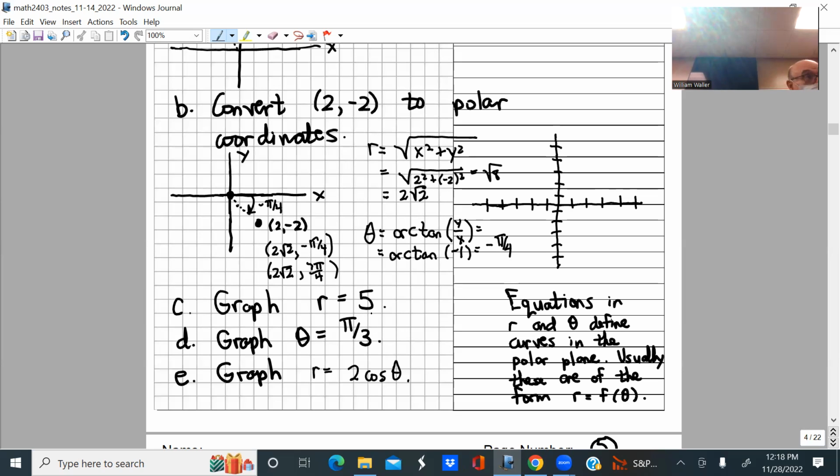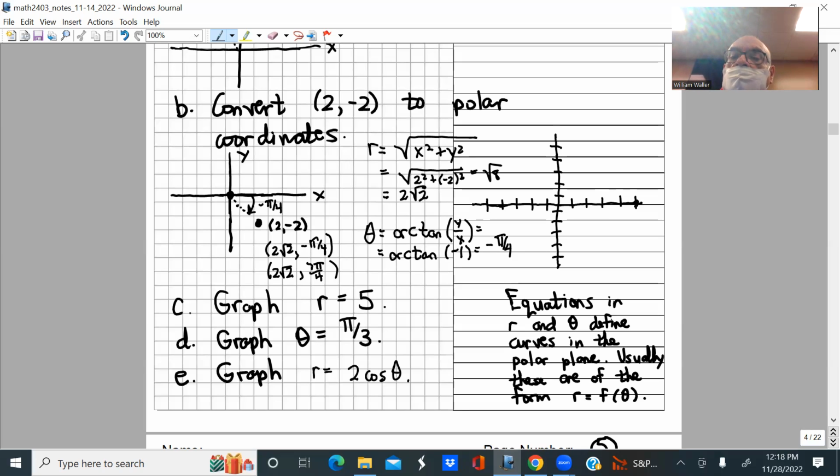It just says your radius is always 5. So points on this curve are all points that have radius 5. Where are those points going to be located? So all points that have radius 5. That means you're looking at all points that are distance what? 5 away from the origin, right? Okay, so what are those?